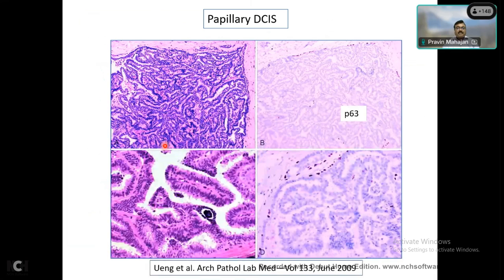Now you see this papillary DCIS. You can see these slender papillae here, which at places look like they're fusing and forming cribriform areas. But if you go on high power, you see nice slender papillae, and you can make out that they are lined by a single layer of columnar epithelium, which is atypical and of low nuclear grade. There are even psammoma bodies you can make out. And if you do P63, P63 is only present in the periphery of the lesion, but it is absent in the papillae.